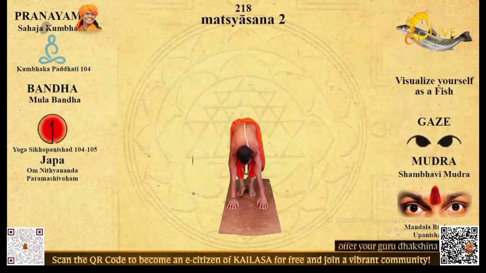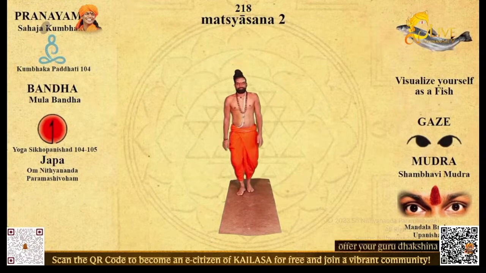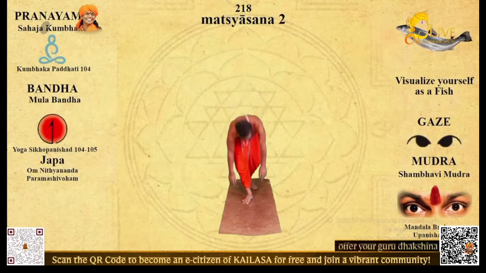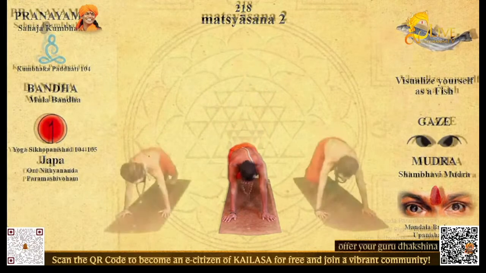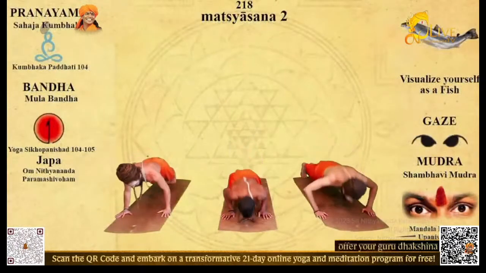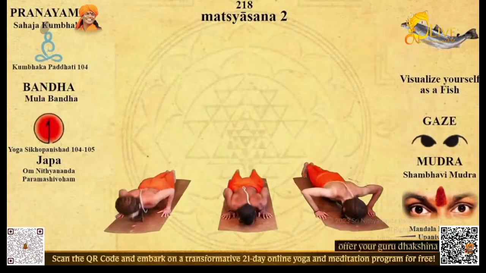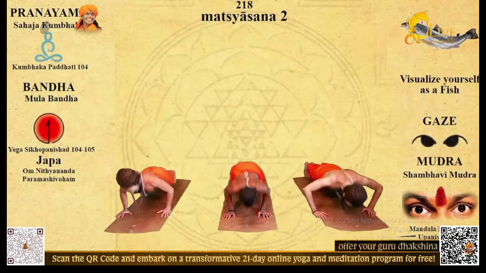Next up is Matsyasana 2. Now place your hands on the ground, shoulder width apart, and lower your body from the plank position down and push yourself up again and again, visualizing yourself as a fish in Matsyasana 2.